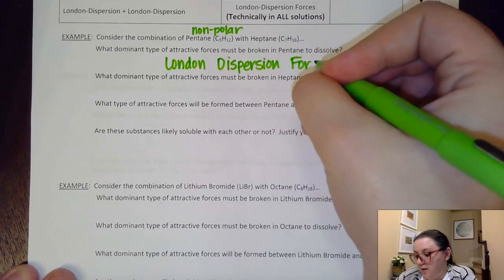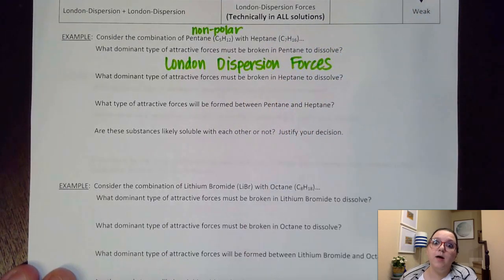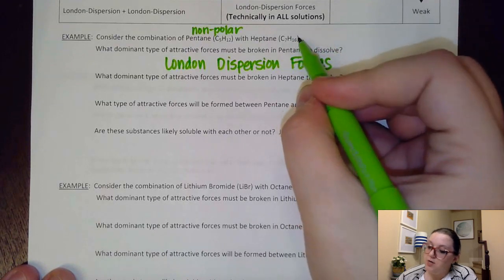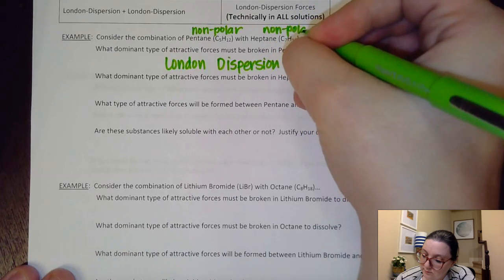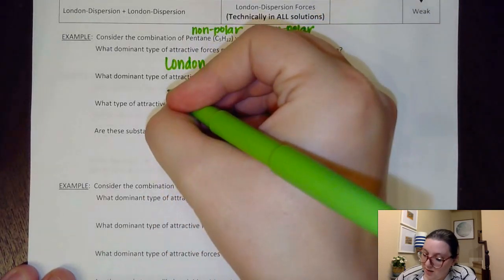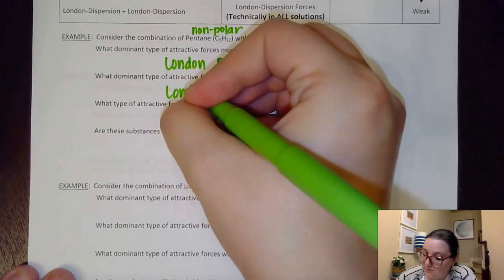Same thing goes for heptane. Heptane is also a straight chain carbon hydrogen, so it too is nonpolar. And so therefore, my dominant type of attraction would be London dispersion forces.